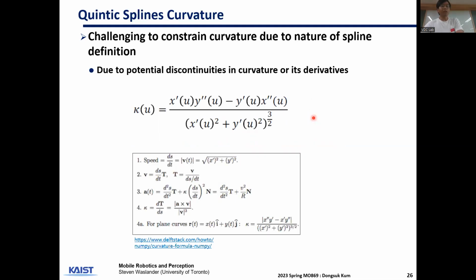Quintic spline curvature can be challenging to constrain because of the nature of the spline definition, because of the potential discontinuities in curvature as well as its derivatives. So this is usually the equation that we use to calculate the curvature at some point u along the progress. And since we require numerical calculations when implementing planning algorithms, we require second order derivatives and first order derivatives, which makes the curvature constraint quite challenging.